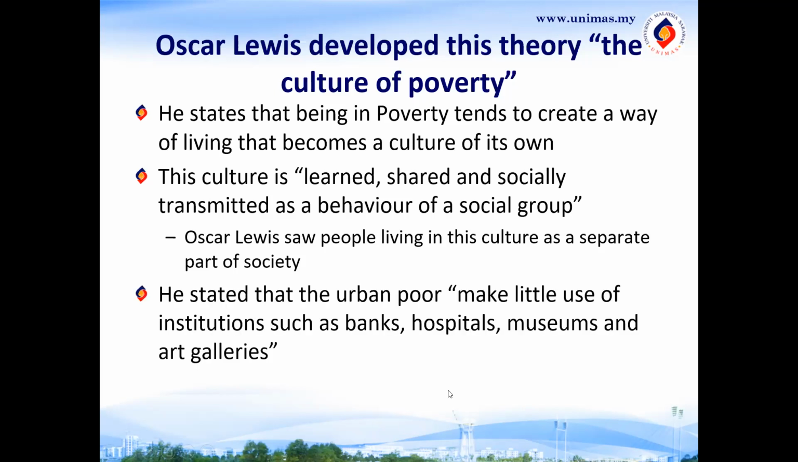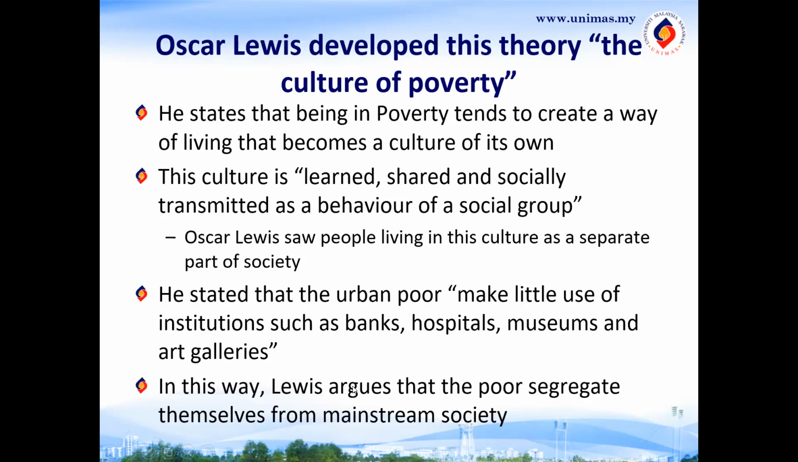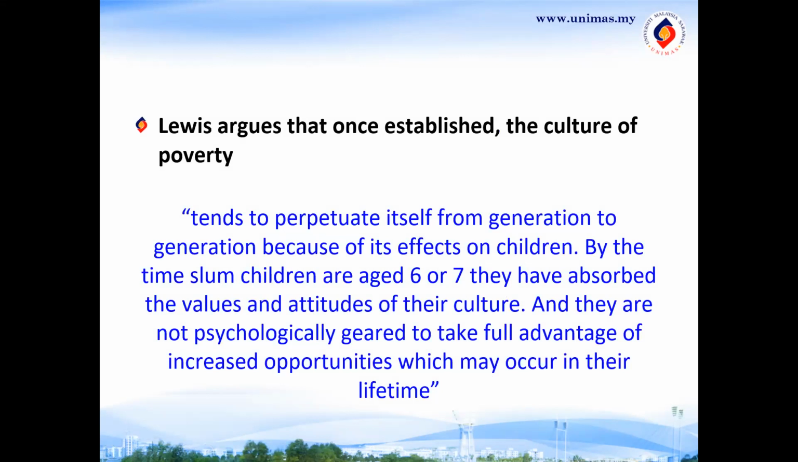So he stated that the urban poor make little use of institutions such as banks, hospitals, museums, galleries and so on. That was his observation. They do not take the opportunity to use those institutions to improve their lives. So he argues that the poor segregate themselves from the mainstream society. So Lewis argues that once established, the culture of poverty tends to perpetuate itself from generation to generation because of its effect on children.